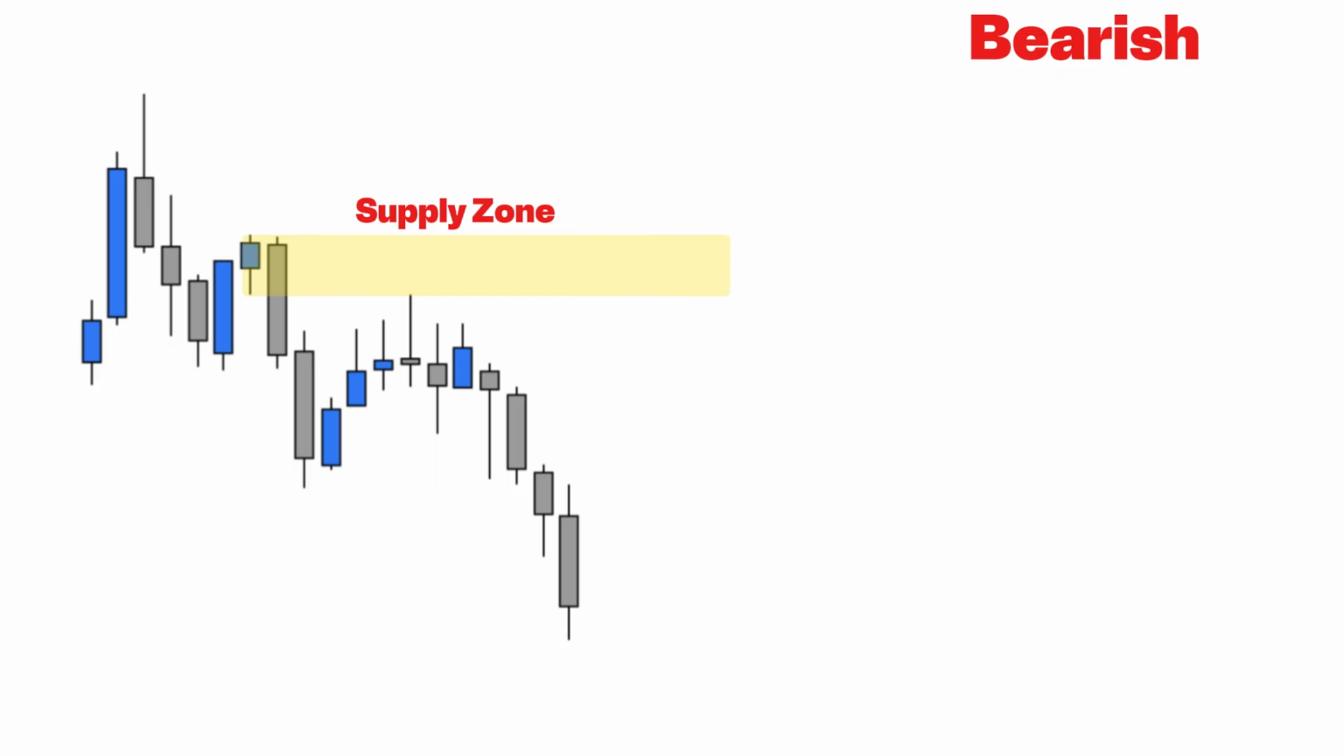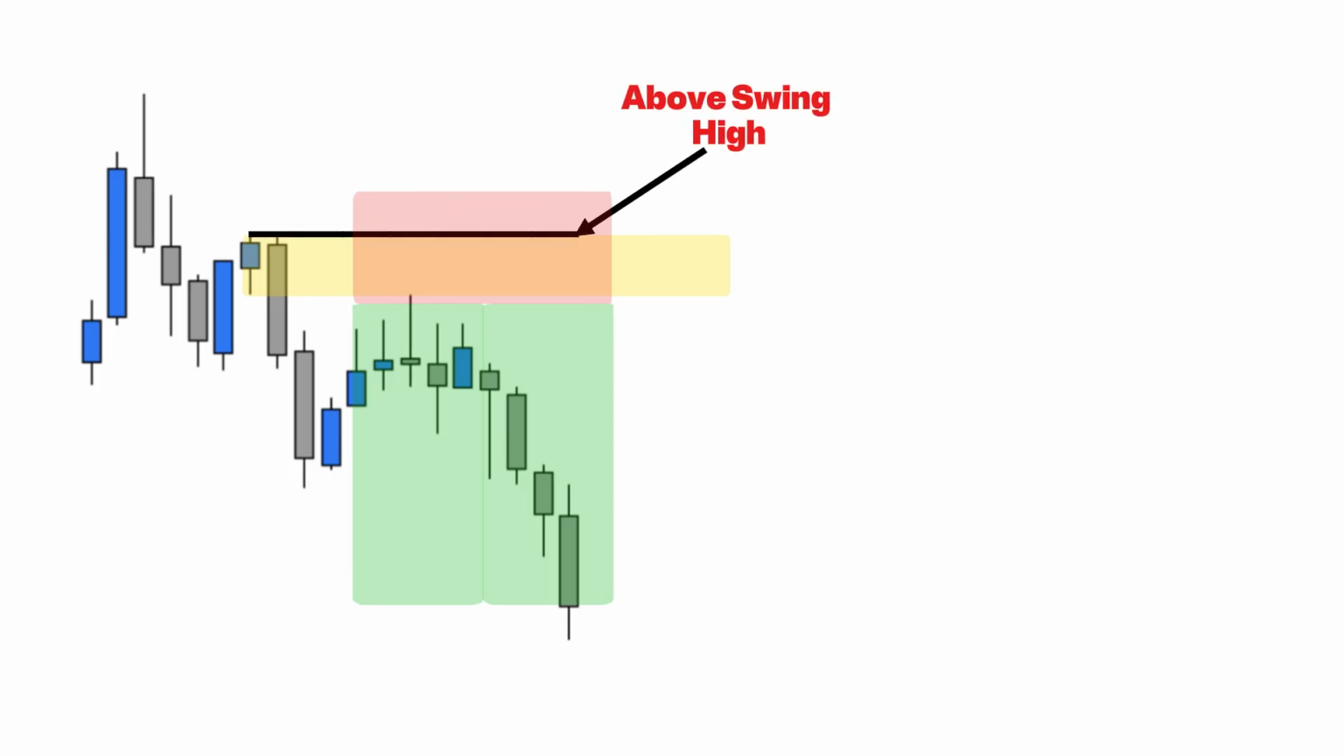The most important rule is risk management. Your stop loss must be placed in a location that protects you from normal market noise while still invalidating the setup if you're wrong. That's how you use supply and demand the way smart money does. Not guessing, but reading intention.